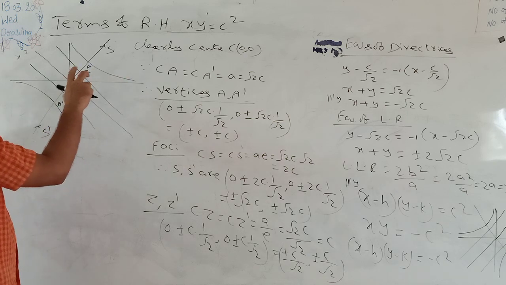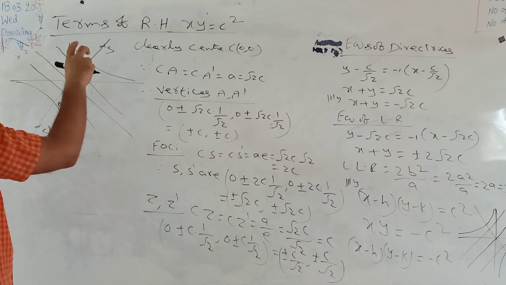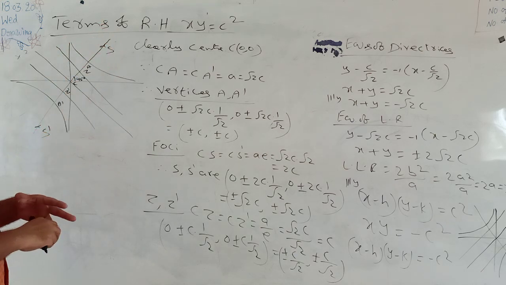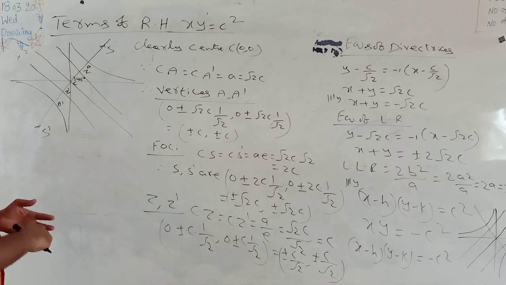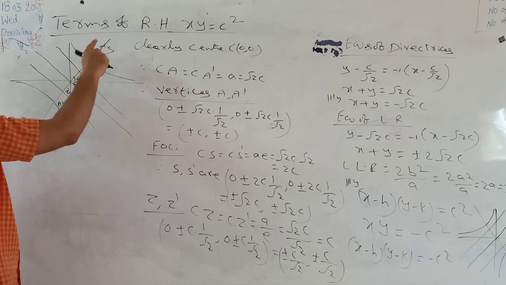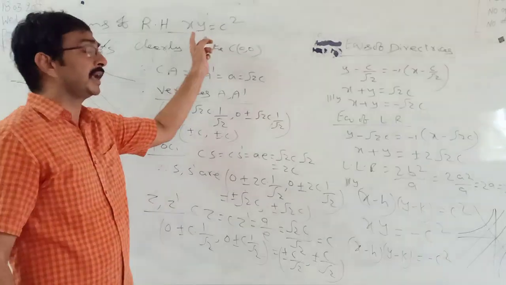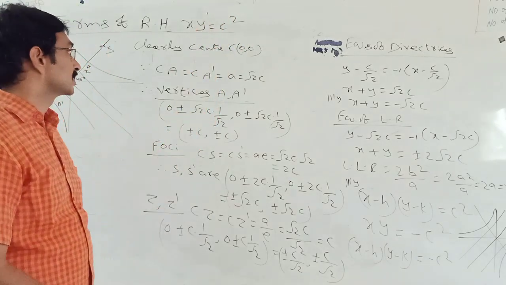Follow me on how to find the terms of the rectangular hyperbola xy equals c squared. First we need the lengths CA, CZ, CS, and the relation between a and c. In this one, the relation is a equals root 2 c.